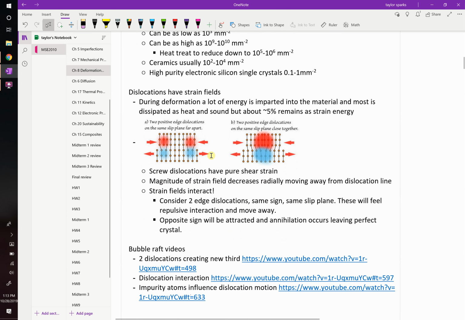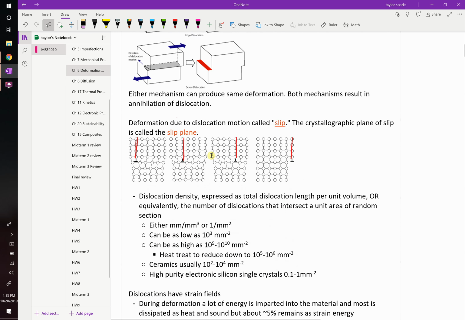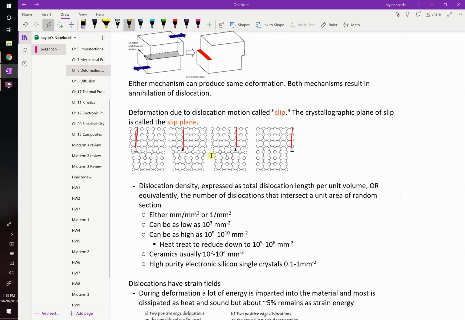Dislocations, if you remember, have strain fields associated with them. We said that this extra half row of atoms, if we draw the strain field around it, you've got this region above it and below it, which have very different environments. Up above it's under compression, but down below it's under tension. But the point is, everywhere that you've got a dislocation, you have these strain fields around it.